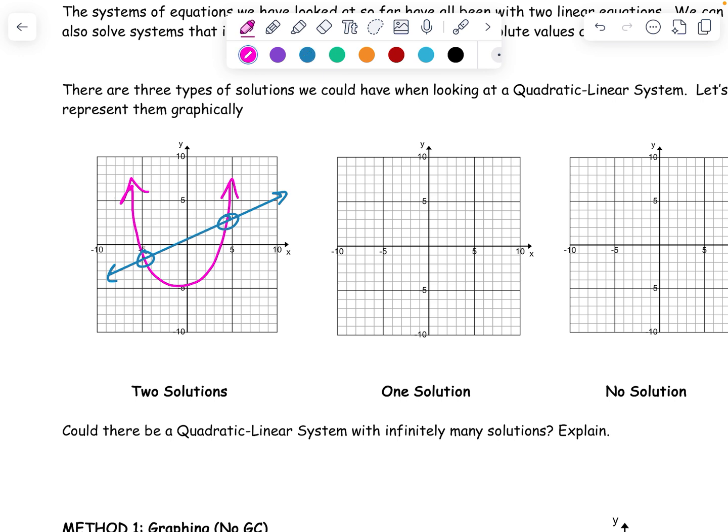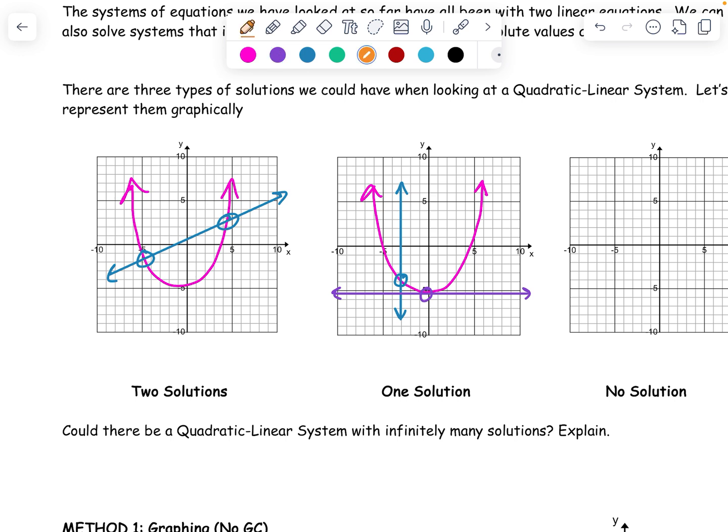There are a couple of instances where we could get just one solution. Again, we draw this parabola. If we have a vertical line going straight through a parabola, that is going to give us an instance of just one solution. Another instance would be if we had a horizontal line coming straight through our parabola, just touching right at the vertex. That would give us another instance of just one solution.